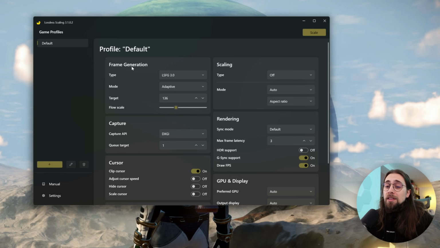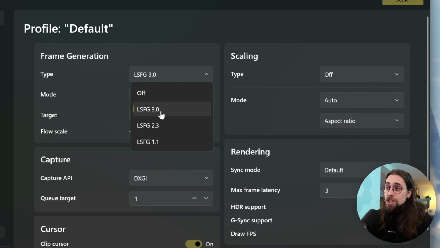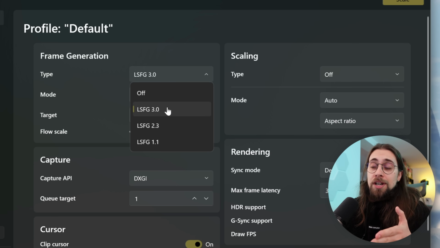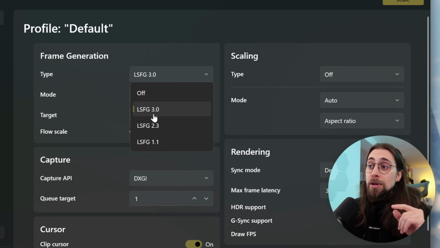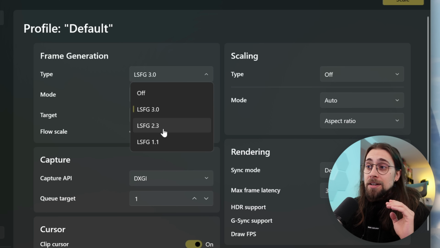But the most important thing is the frame generation side of things, because you can use frame generation on everything, even videos. Now, we have the types of Lossless Scaling frame generation: 1.1, 2.3 and 3.0, which is the best one. We had an update for the 3.0 version and it actually delivers less latency, better quality and better performance overall, so it's a win-win situation. If your GPU can use Lossless Scaling frame generation 3.0, use it. It is considerably better than the 2.3.